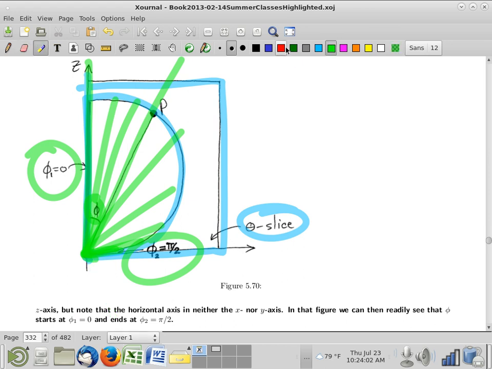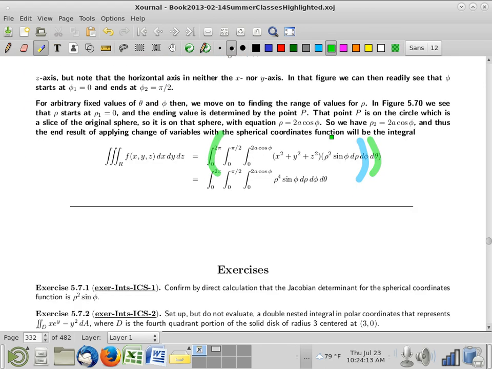There's nothing down there. Let me do this in red. There's nothing down there. So yeah, phi goes from 0 to pi over 2. Oh, I did that in the wrong color. Well, phi 0 to pi over 2.